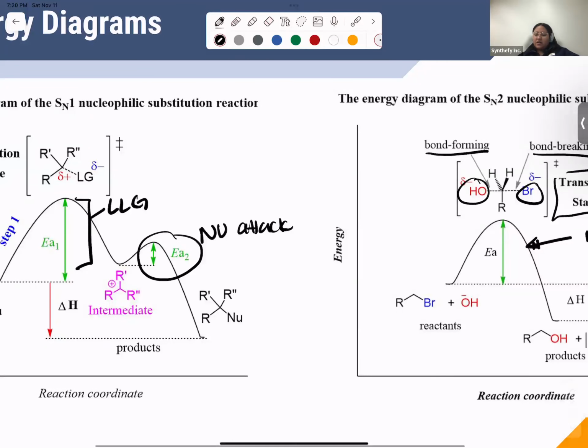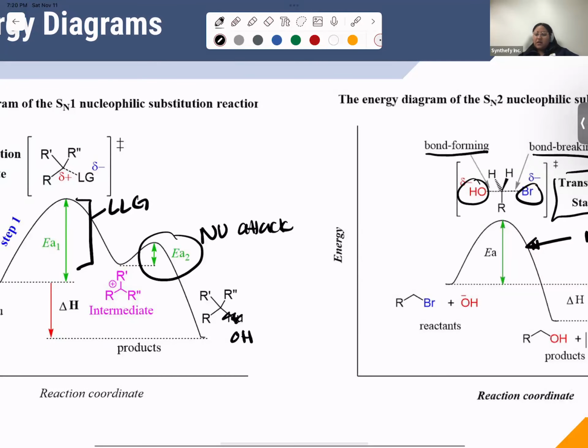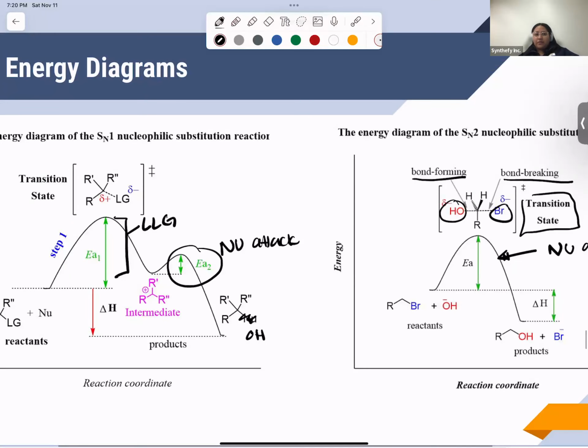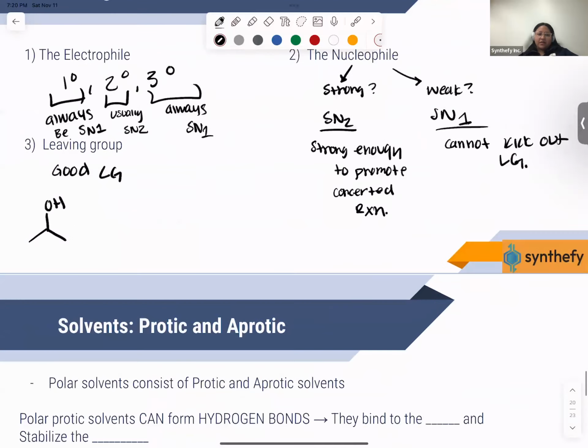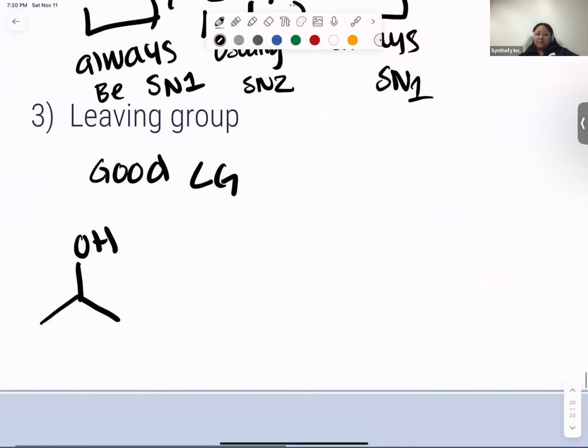Having that OH, looks like this is your OH here. Having that is much more favorable, and it's worth making a bond and doing everything else. But how can we turn a bad leaving group into a good leaving group?